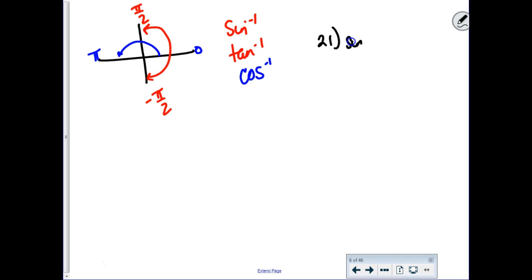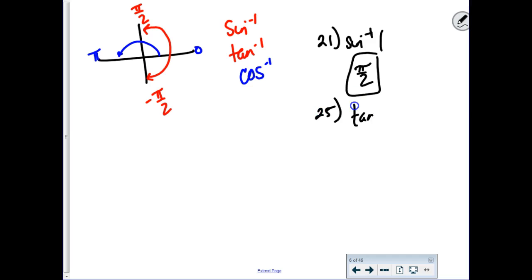It says arcsine 1. They're asking you, if you look on the unit circle where arcsine is defined, where do you get a sine function of 1? And you tell me, where do you get a sine function of 1? Is that pi over 2? Very good. So let's look at something that's a little trickier, like number 25.